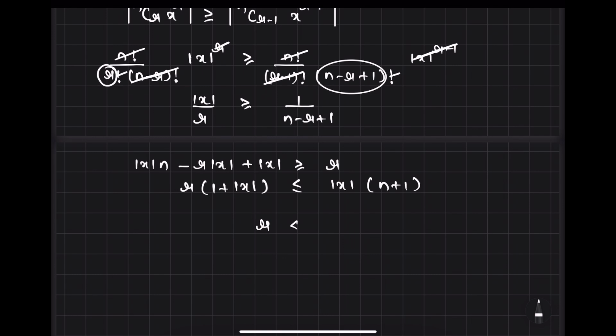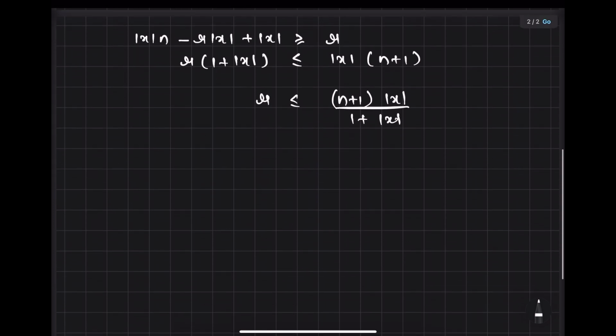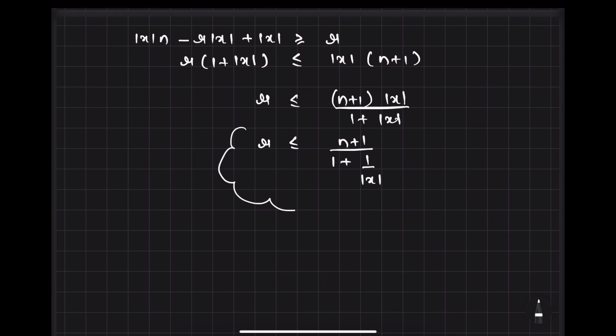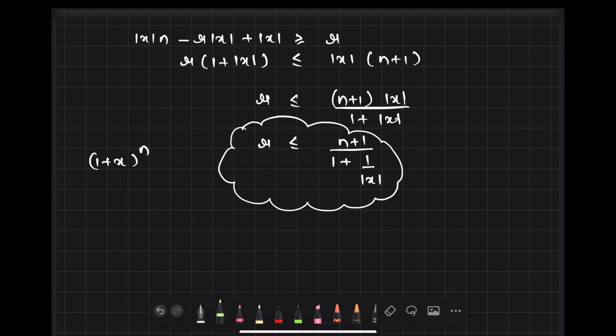Now can I write r as (n+1)|x|/(1+|x|)? Now I want to divide both sides by |x|. So r will be less than or equal to (n+1)/(1 + 1/|x|). Is this correct or wrong? This result is applicable for (1 + x)^n. Now look at this, what you have to memorize.